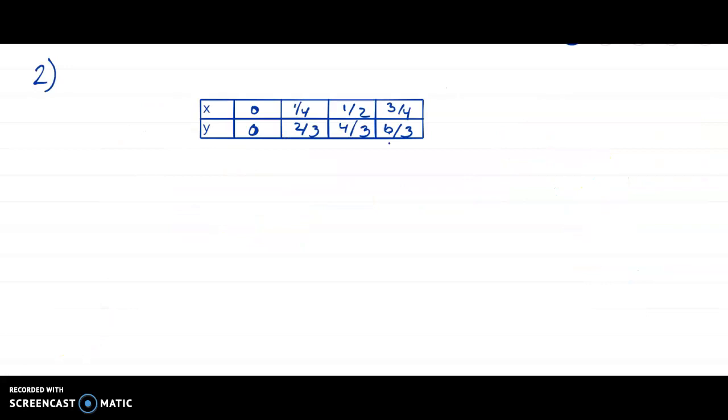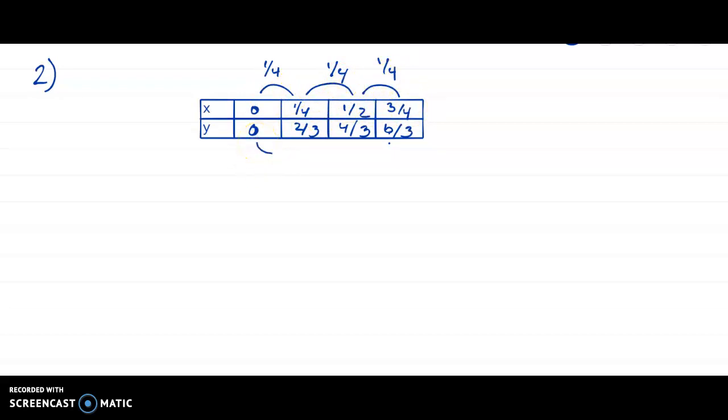In problem number 2, we can look at the x numbers here, and we move from 0 to 1/4. So I know that I added 1/4, and then I moved from 1/4 to 1/2, and I know that 1/4 plus 1/4 is 1/2, so I moved up 1/4 again, and then from 1/2 to 3/4, well, this is equal to 2/4, so I added another 4th to get to 3/4. So these are increasing by the same amount each time.